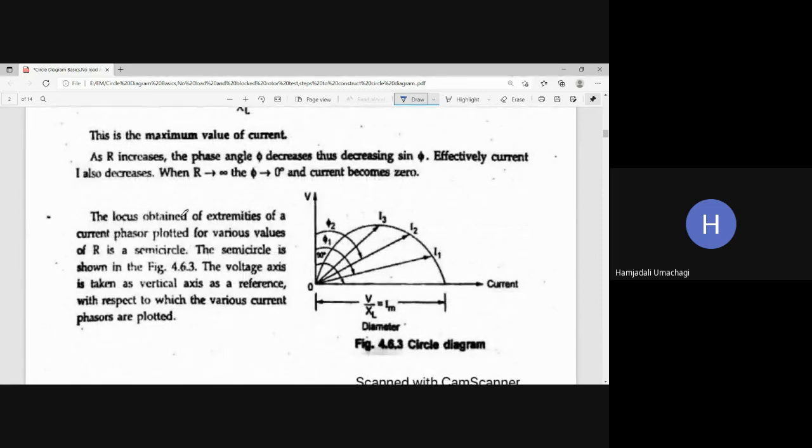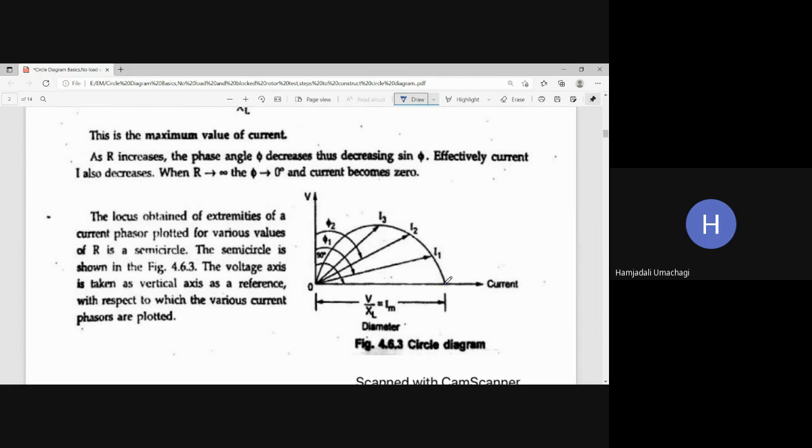The locus obtained of the extremities of the current phasor plotted for various values of resistance is a semicircle. Now this is the circle diagram for the series RL circuit, where the y-axis corresponds to the voltage, the x-axis corresponds to the current, and this is the locus of the current, where this is current I1, this is current I2, this is current I3 for different power factor angles phi 1, phi 2, and phi equal to 90 degrees in this case. Whenever phi is equal to 90 degrees, current will be maximum. So the locus will start from here.